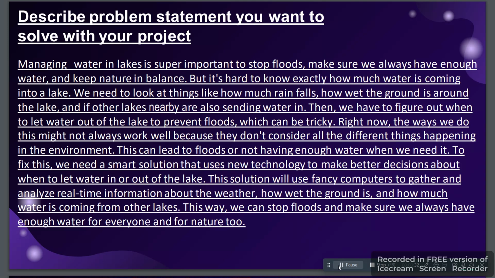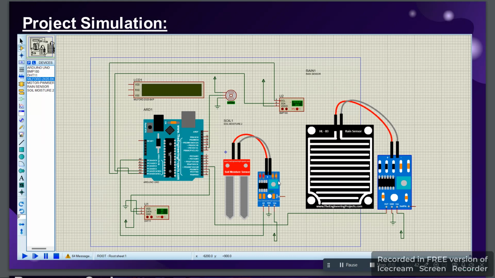The solution will use different sensors through which we can analyze real-time information. So let's proceed toward the solution, and the first sensor is DHT11. The DHT11 is a low-cost digital temperature and humidity sensor. It measures ambient temperature and relative humidity, providing these values through a digital signal.